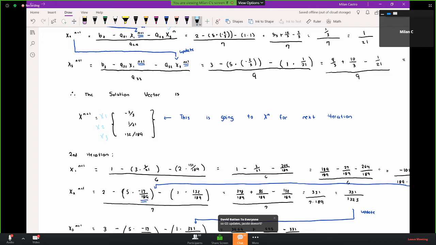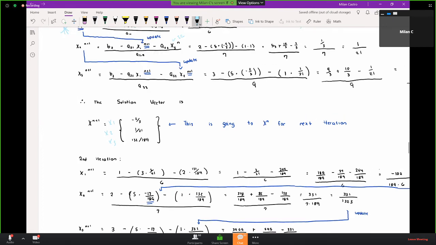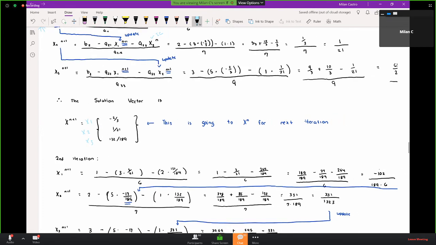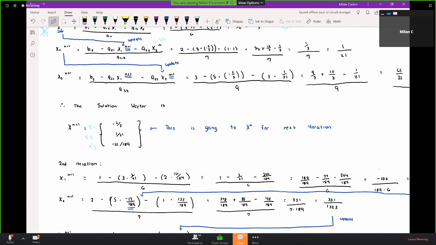Now, how do we do a second iteration? It's simple. It's the same process. You're going to be using the same formula as before, but the only thing that's going to change is your initial guess. Your initial guess now is going to be the solution vector we just found. So you're going to plug that in everywhere you see xn.